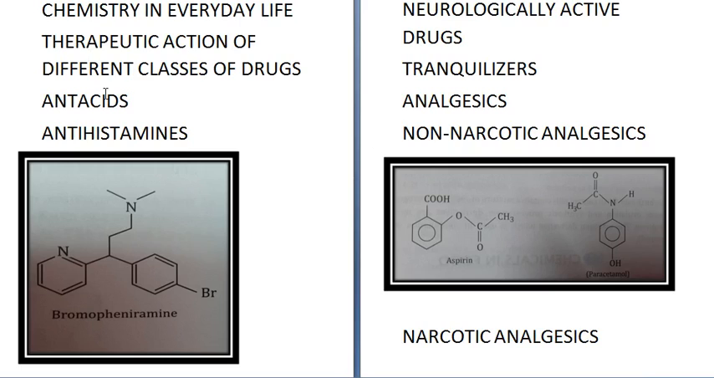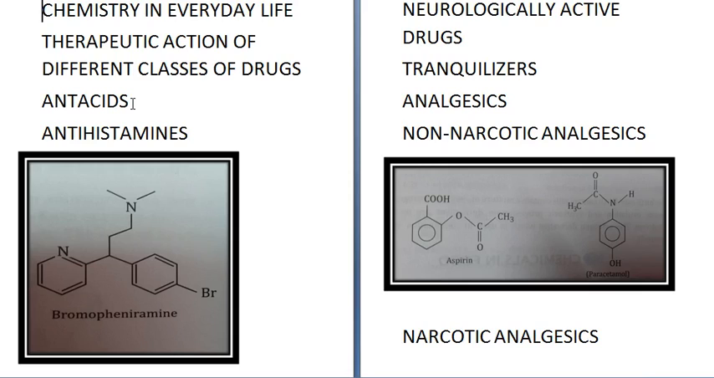First is the antacids. Sometimes, in the stomach where HCl is being produced, HCl is an acid. So, overproduction of this acid in the stomach causes irritation and pain. This is commonly called heartburn. It can be treated by using a mild base known as antacids. For example, sodium hydrogen carbonate or a mixture of aluminium and magnesium hydroxide acts as antacids.